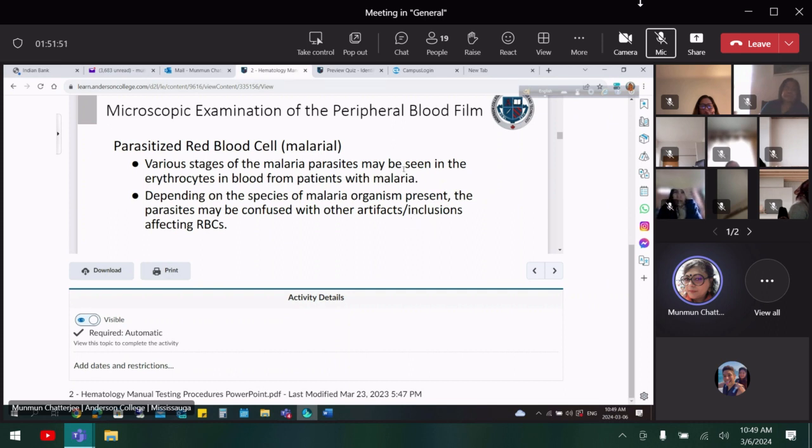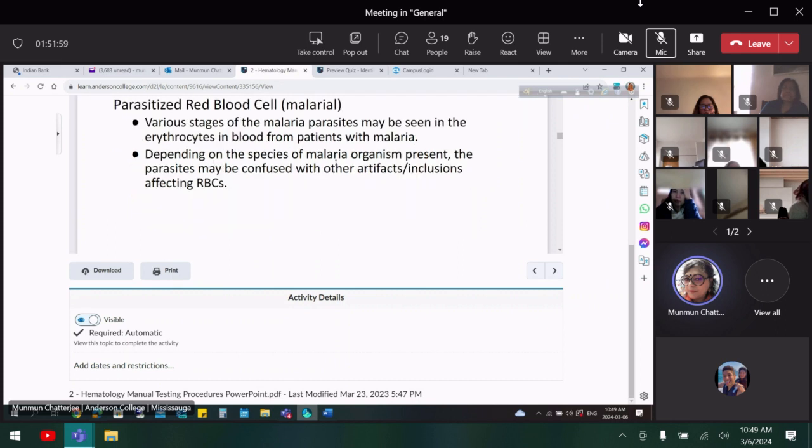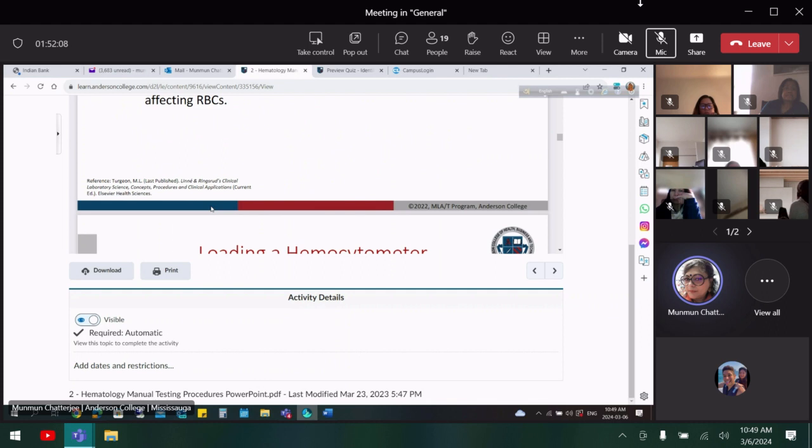That is called the various stages of the malarial parasite that may be seen in the erythrocytes in the blood from patients with malaria. Depending on the species of malaria organism present, the parasite may be confused with other artifacts and inclusions affecting RBCs. So it depends on the species.